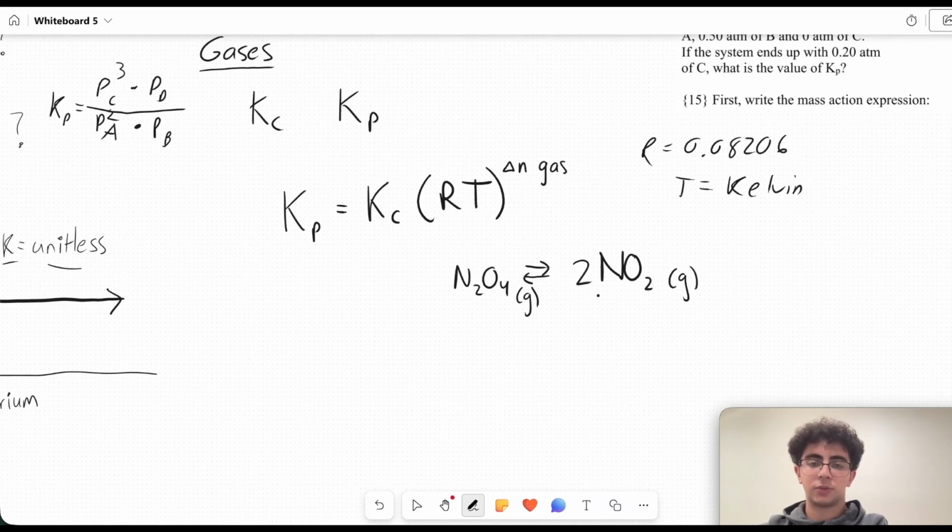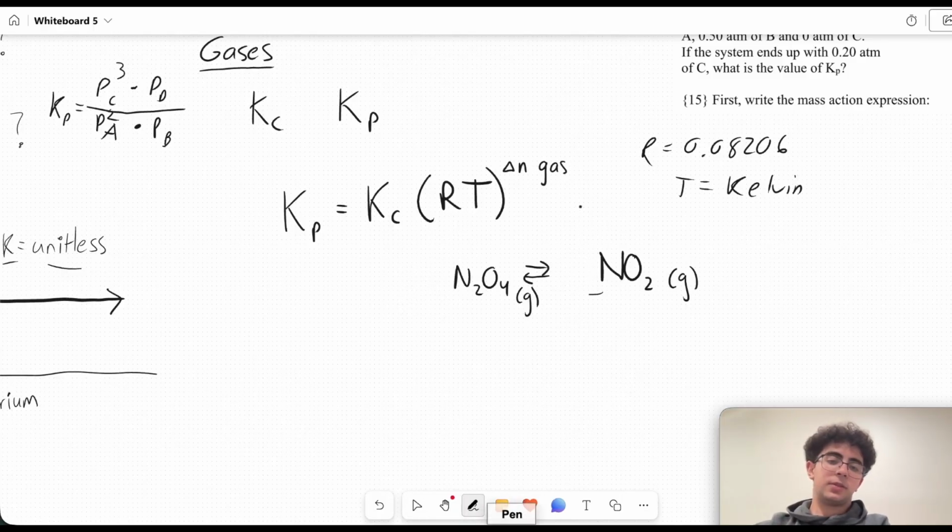Here in our products, we have 2 moles of gas by this coefficient, and here we only have 1 mole of gas. So our change of moles of gas is 2 minus 1 equals 1, an increase of 1. It could have also been a decrease of 1 if it was 2 here and 1 here. For example, then it would have been 1 minus 2 equals negative 1, and no problem, just plug in negative 1 in the formula.